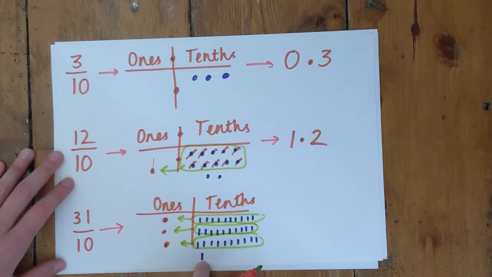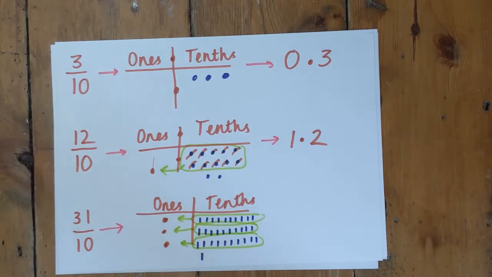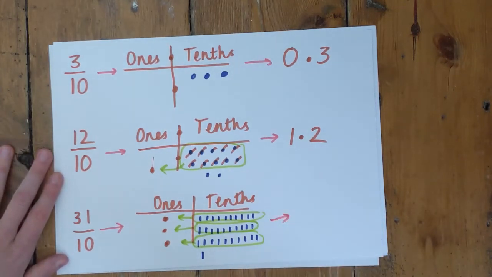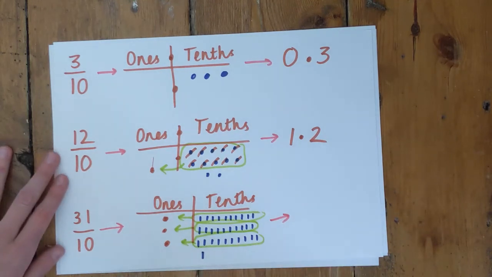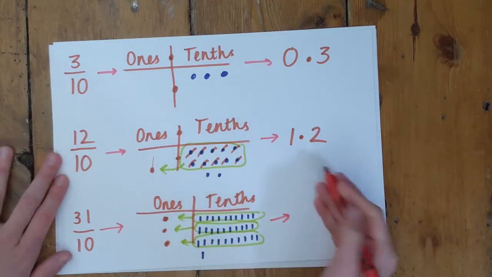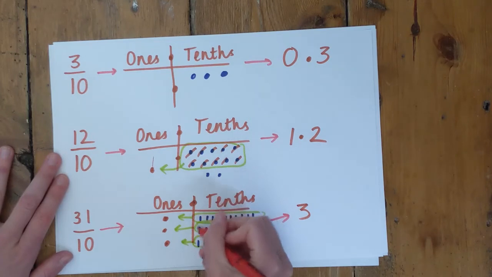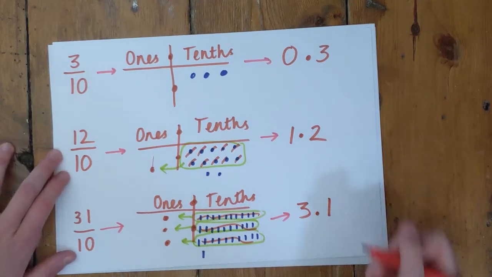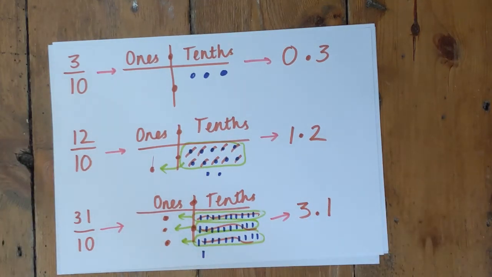And can't do anything with him. He is not a remainder, remember. We're not having remainders here because we're just getting smaller and smaller. Right, so then I'm ready to write that as a decimal. So I look at my ones first. I've got 1, 2, 3 ones. My decimal point stays in the same place. And I'm not counting these. I've exchanged them. They've gone. They've been exchanged over here. So I've only got one left there. So it would be 3.1.